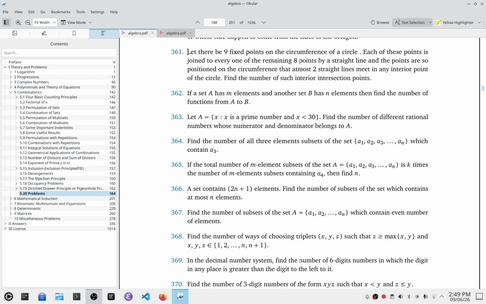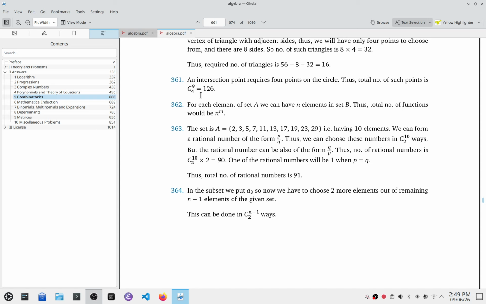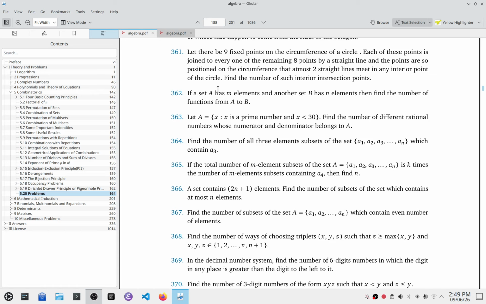Question 361 says that let there be 9 fixed points on the circumference of a circle. Each of these points is joined to every one of the remaining 8 points by a straight line, and the points are so positioned on the circumference that at most 2 straight lines meet in any interior point of the circle. Find the number of such interior intersection points. An intersection point requires 4 points on the circle. Thus, total number of such points is 9C4, that is 126.